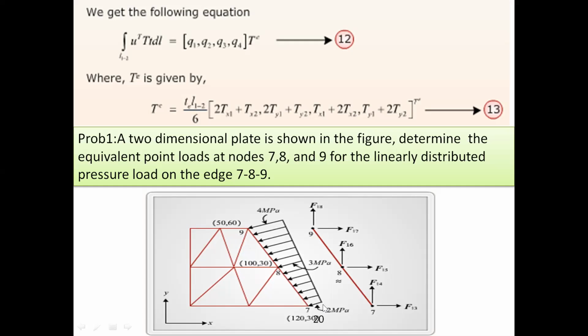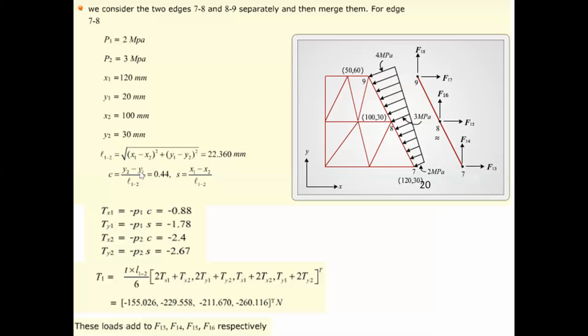Here P1 is 2 megapascal, P2 is 4 megapascal. For the first edge, P1 is 2 and P2 is 3, X1 is 120, Y1 is 20, and X2 is 100, Y2 is 30. Right, so you can calculate the length, and cos theta and sin theta you can find out, as the coordinates are known. Then Tx1 you can substitute in the equation as P1C, Ty1 as P1S, Tx2 as P2C, Ty2 as P2S. So you can substitute these here.